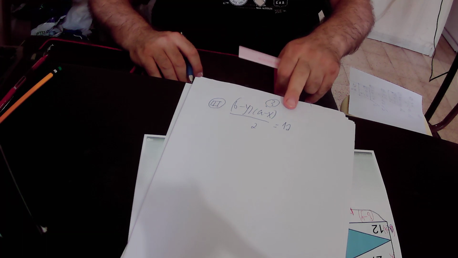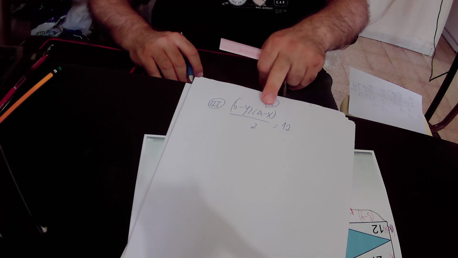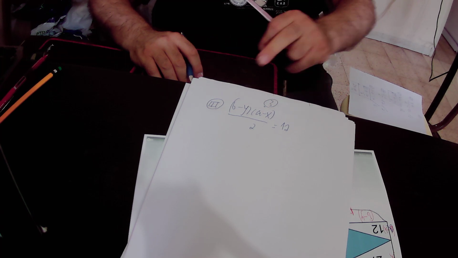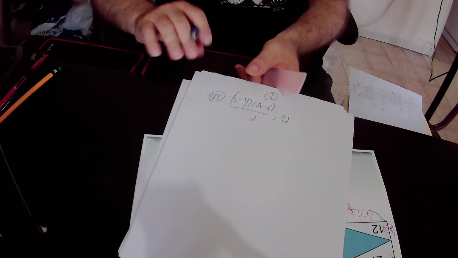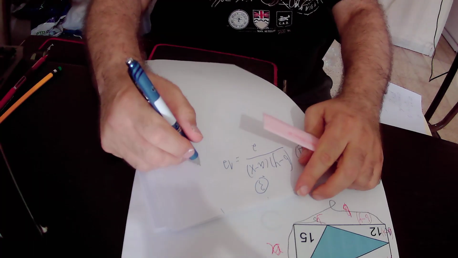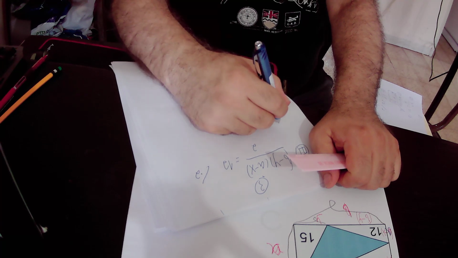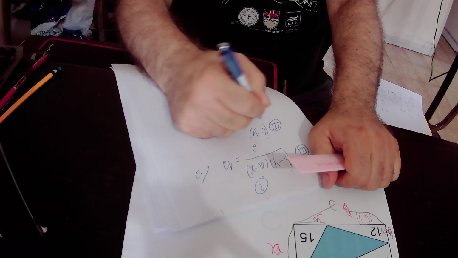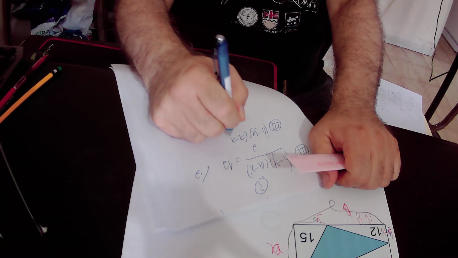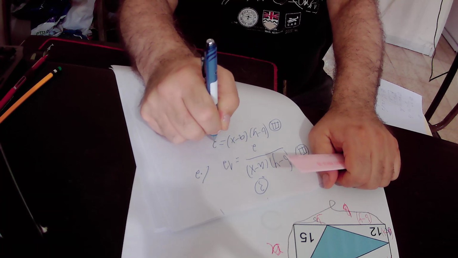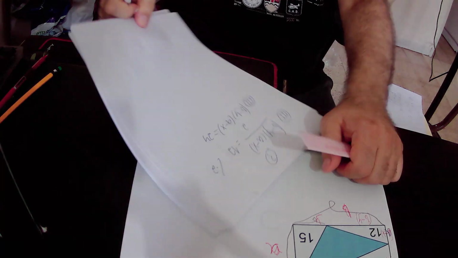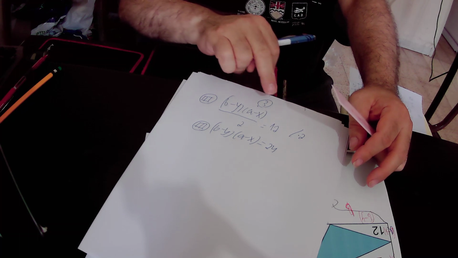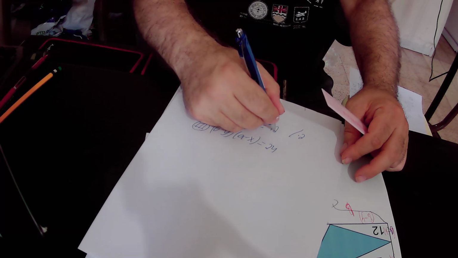We can multiply both sides of the equation by 2. Then we'll get that b minus y times a minus x equals 24. Okay, we multiplied both sides of the equation by 2. 12 times 2 is 24.